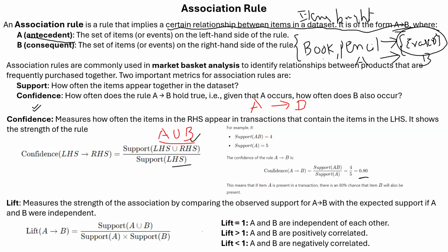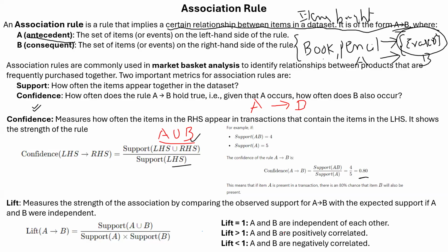So that is what lift also says. If both are independent, lift will be equal to 1. If both are positively correlated, if one is happening and the other one is also happening, lift is greater than 1. Negatively correlated means if one is happening, the other one will not happen. That is what lift values actually mean, and that is the difference between confidence and lift. Lift also considers the independence of both the items happening together. So that is something which you have to find out.